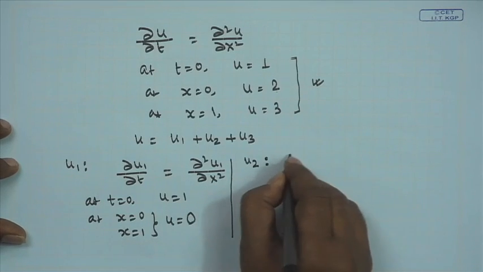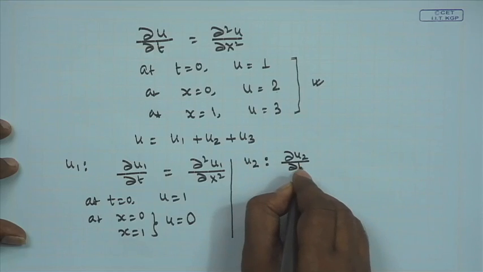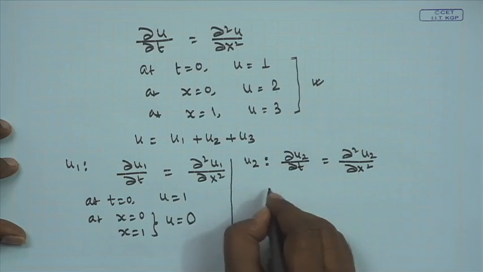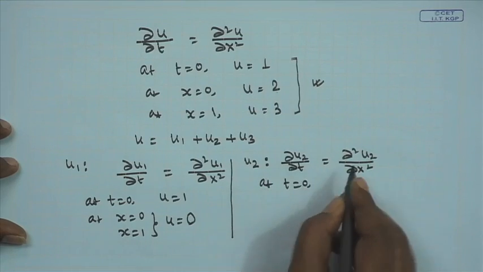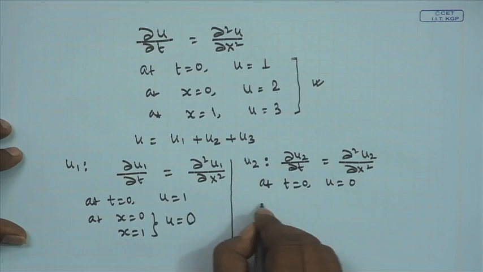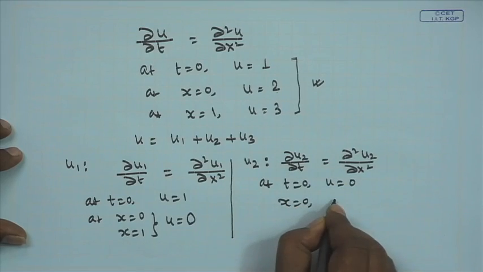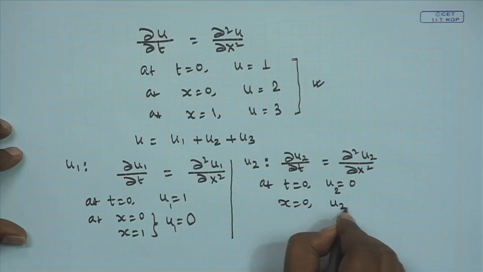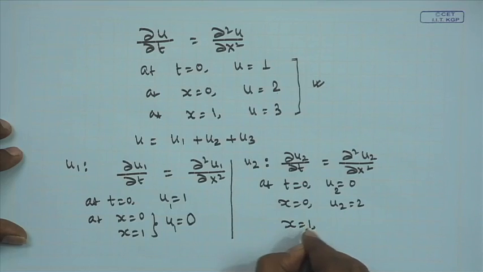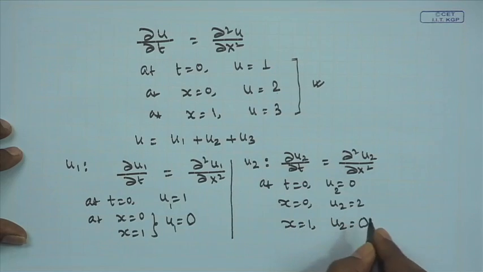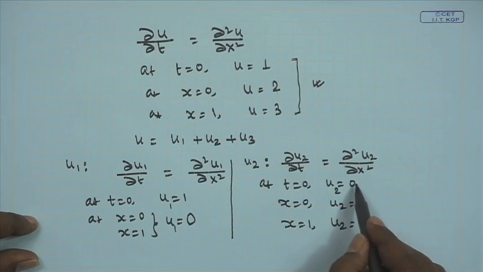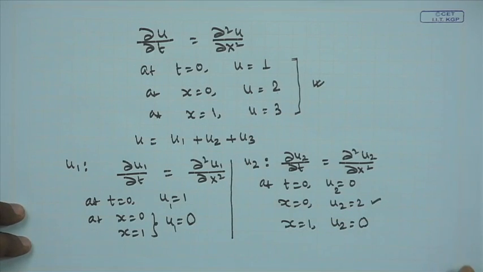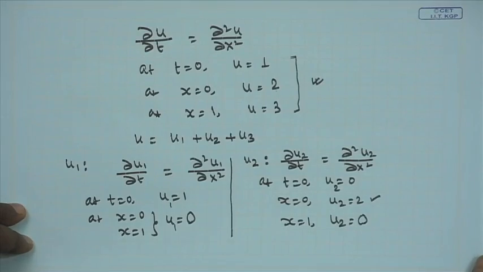And what is the definition of u2? u2 will be del u2 del t is equal to del square u2 del x square. At t is equal to 0, I put u2 is equal to 0, at x is equal to 0, u2 is equal to 2, and at x is equal to 1, u2 is equal to 0. So, I force the other two non-homogeneities to vanish, and I keep this non-homogeneity intact. That is the definition of u2.